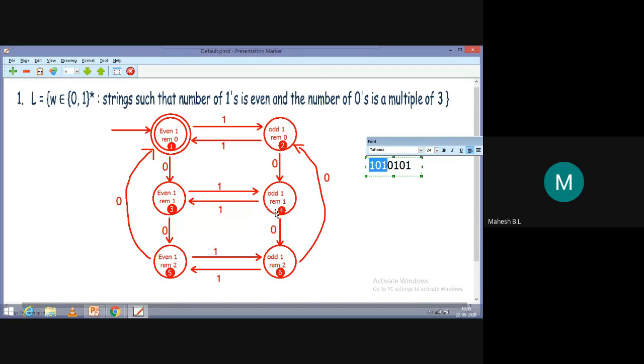Next 1, there is a transition from 4 to 3. Next 0, there is a transition from 3 to 5. Next 1, there is a transition from 5 to 6. 0, there is a transition from 6 to 2. 1, there is a transition from 2 to 1. So after reading the entire string, you are in state 1. So state 1 is an accepting state. That's why this string belongs to the language.